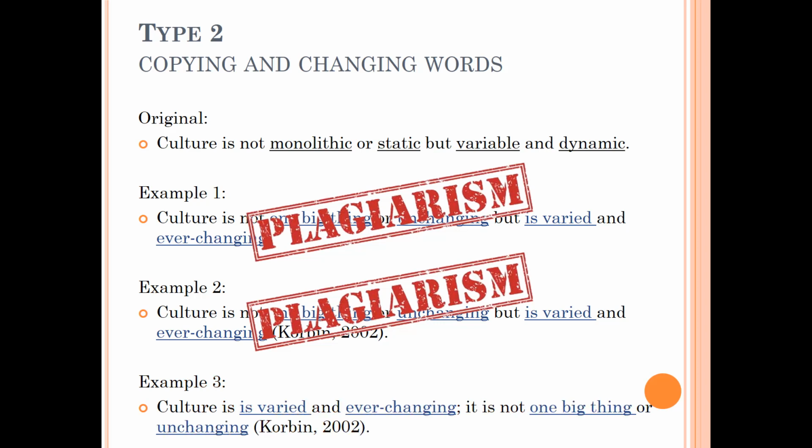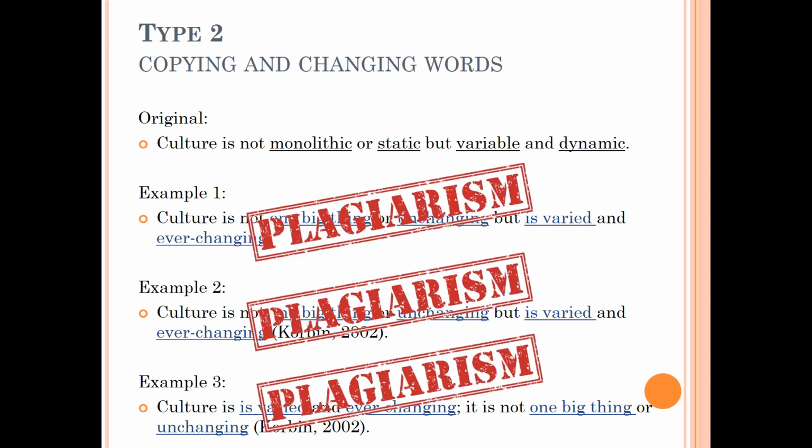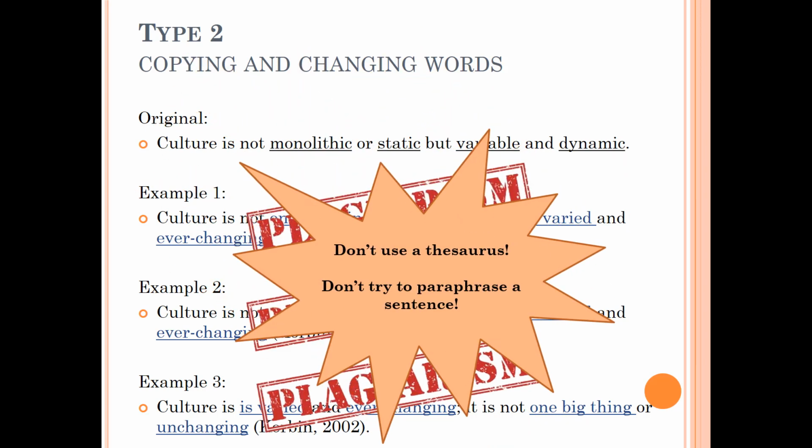Here's example 3. Culture is varied and ever changing. It is not one big thing or unchanging. Is this plagiarism? Yes. Why? Because all the person would have done is just switched out the clauses. There's a semicolon there in the middle, and they just turned them around. So just like with example 2, this is plagiarism. So to sum up, don't use a thesaurus and don't try to paraphrase a sentence unless you're really, really good at paraphrasing. Type 3 involves paraphrasing and citing.